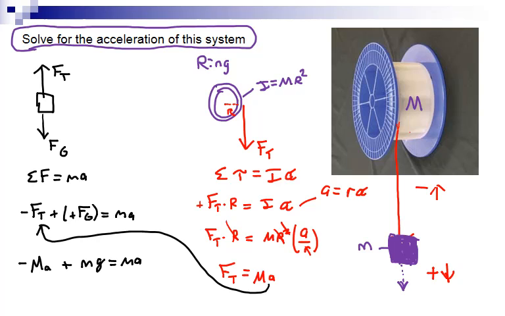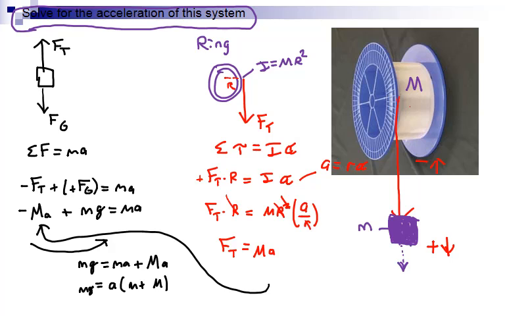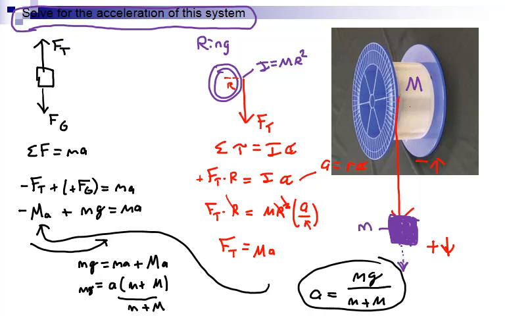Again, capital M for that mass. So we place that in there. We have the negative sign, so negative capital MA plus mg equals ma. Then we factor out a and solve for acceleration. So the acceleration of this system will be the mass that's hanging times g, divided by the small mass and the large mass. And so we can get the acceleration of the system.